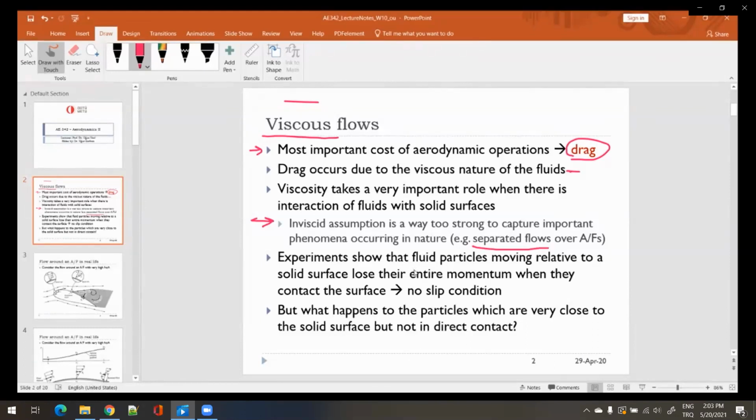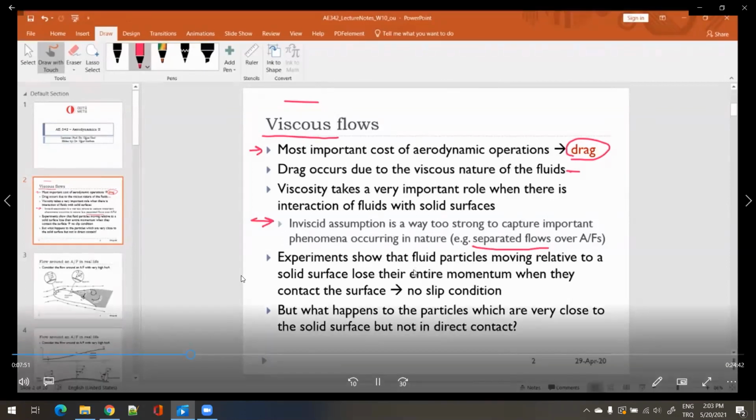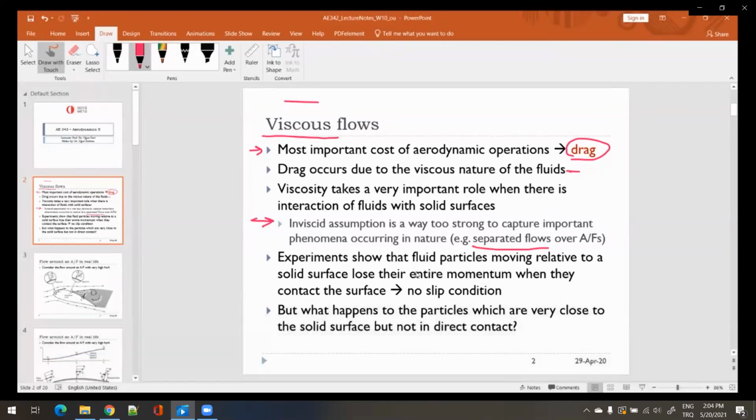In the extreme case, at the surface, they lose their entire momentum. So they are actually at zero velocity when they are in contact with the surface. In aerodynamics, this is known as the no slip condition. Fluid particles that are exactly in contact with the surface have zero momentum, so zero velocity. We know this as the no slip condition.